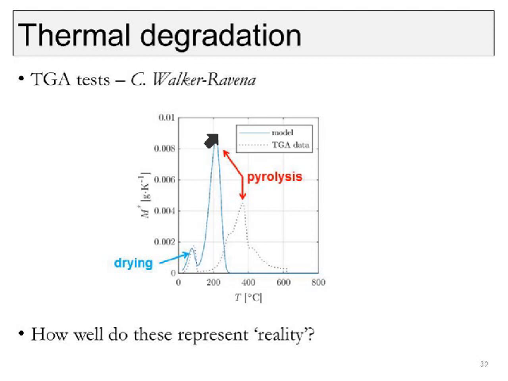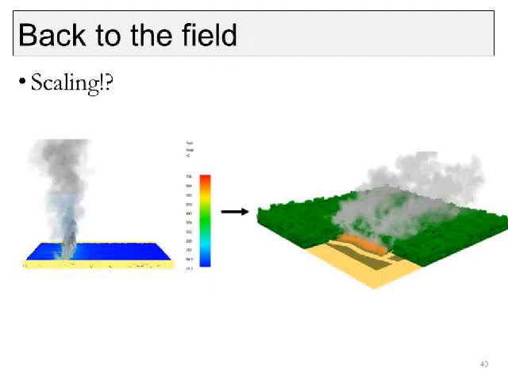So the final challenge, if we look at all of that and try to improve all of that, we still have to be able to go back to the field. And here we have a bit of a scaling issue. So on the left, we show that we can, at least to some approximation, do a simulation of flame spread in the lab. And in my PhD, we looked at doing some flame spread at the field scale.